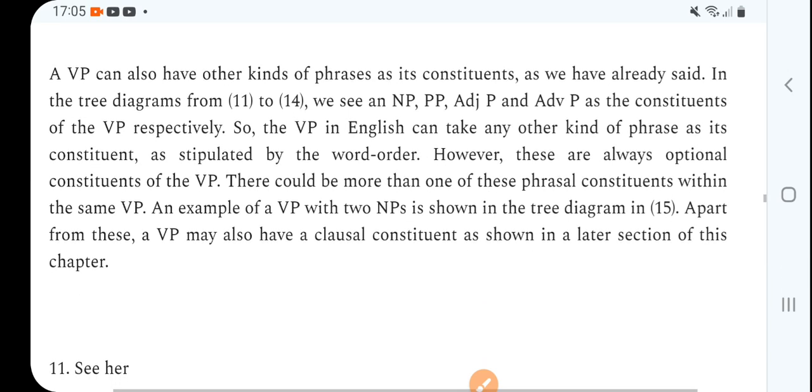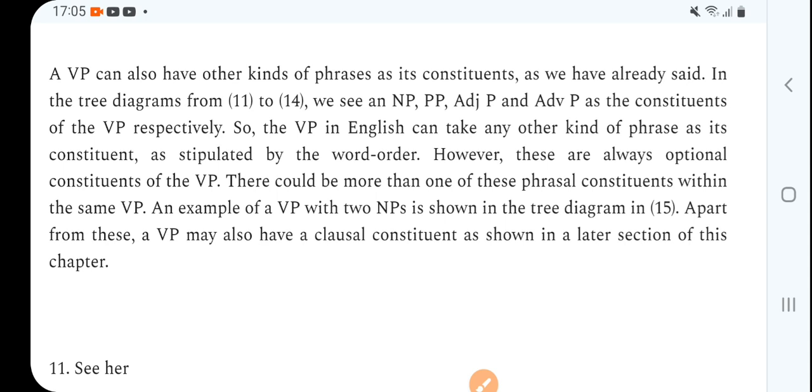A VP can also have other kinds of phrases in its constituents, as we have already said. In tree diagrams 11 and 14, we see NP, PP, adjective phrase, and adverb phrase as constituents of the verb phrase respectively. So the VP in English can take any other kind of phrase as its constituent, as stipulated by the word order. However, these are always optional constituents of VP. There could be more than one of these phrasal constituents within the same VP.